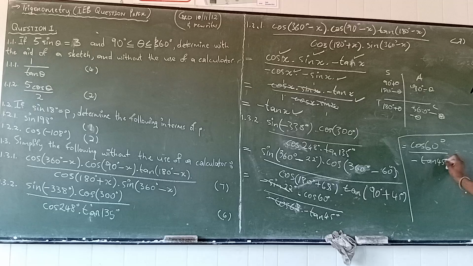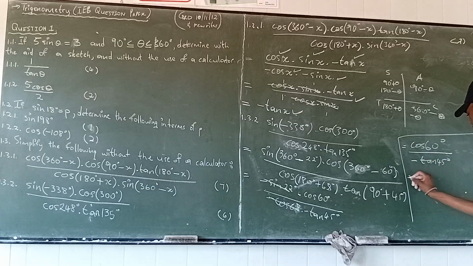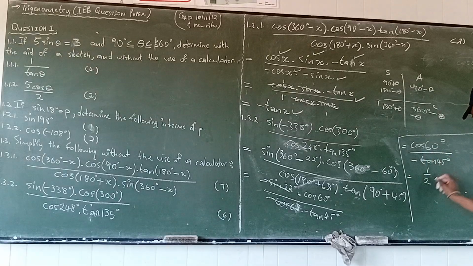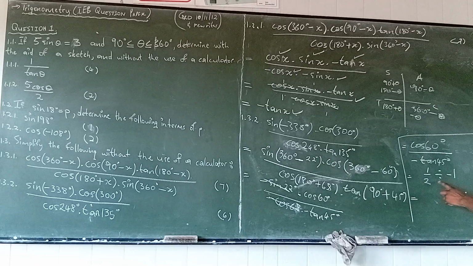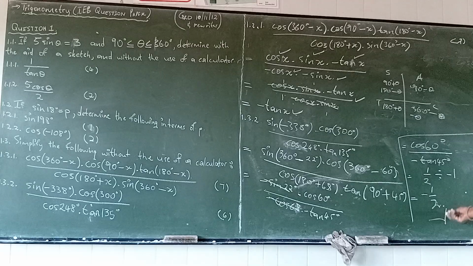Therefore, we already know by using special angles that cos of 60 degrees will be 1 over 2, divided by negative 1. Tan 45 will be 1. Therefore, we can see from this one that we're going to receive negative 1 over 2. Therefore, you get your 6 marks at tan 4.